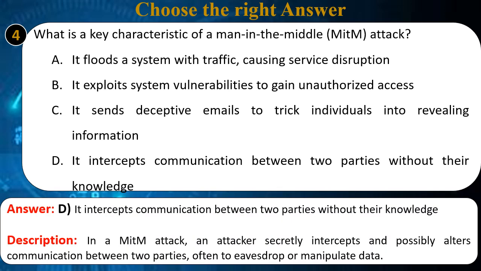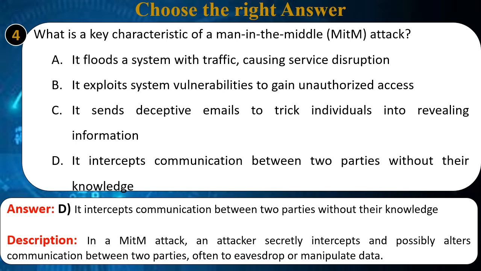The key characteristic of a man-in-the-middle (MITM) attack is D. It intercepts communication between two parties without their knowledge. Here's why the other options are not as accurate. A. Flooding a system with traffic describes a distributed denial of service (DDoS) attack, which aims to overwhelm a system with requests and make it unavailable. While some MITM attacks might involve traffic redirection, disrupting service isn't their primary goal.